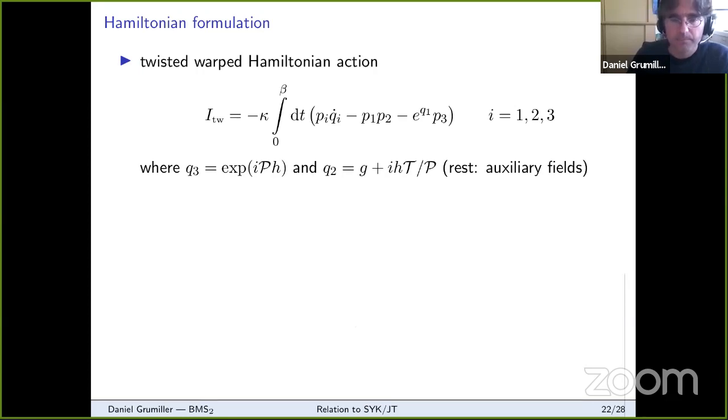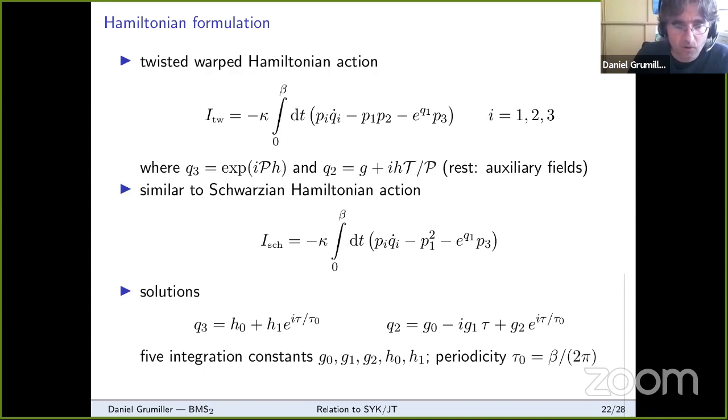Maybe I'll skip the Hamiltonian formulation, because all I want to mention here is that the Schwarzian Hamiltonian action and the twisted warped Hamiltonian action look similar, and that the on-shell action is finite and determined by some quantity G1 that is related to the quasi-periodicity of this canonical variable Q2. So it's basically related to the quasi-periodicity of this function H.